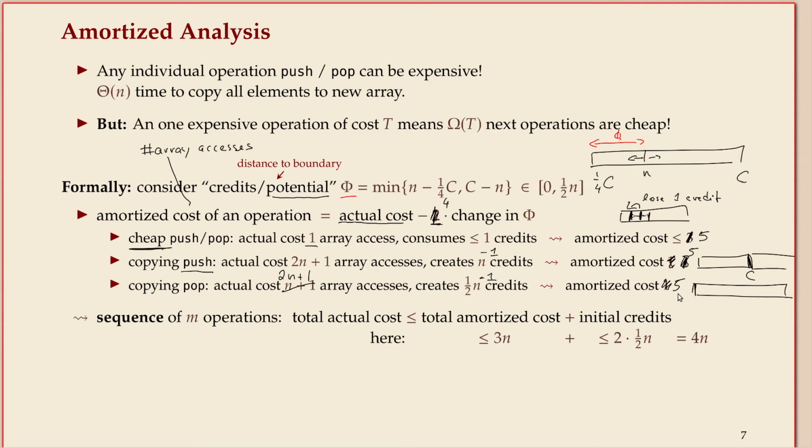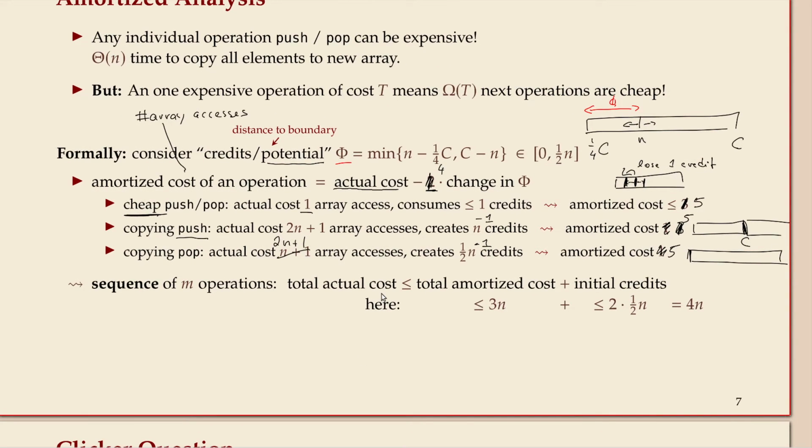Now, what does that mean for a sequence of m operations? The total cost of that is at most this. So this is something I want to show. If we say a_i is the amortized cost for the ith operation, so that's the actual cost plus the change in the potential. In our case, we say it's minus 4, and then the new potential minus the old potential. So by this phi_i, I just mean the potential after step i.